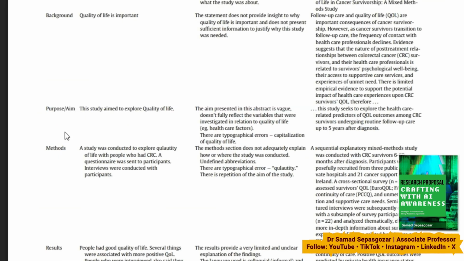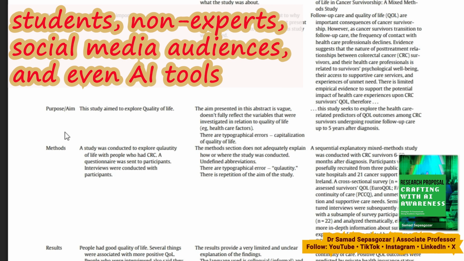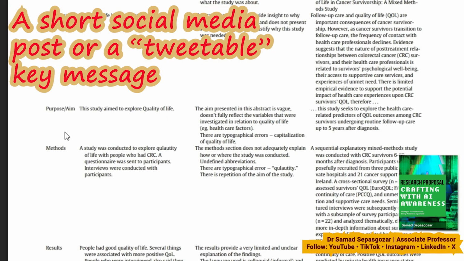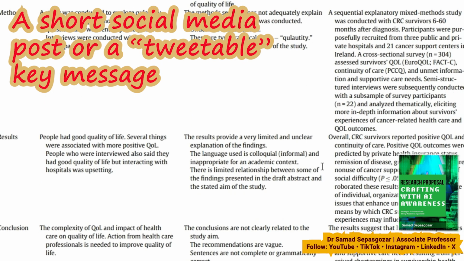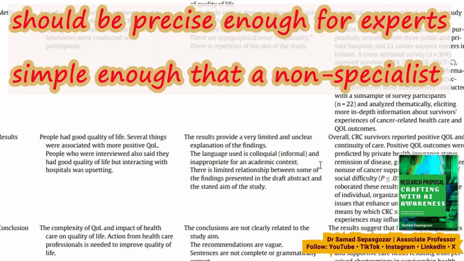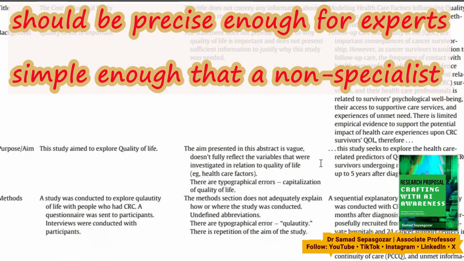This table includes a few components that can be used in an abstract. A good abstract today is not only read by academics, it's also read by students, non-experts, social media audiences, and even AI tools. Clear writing makes it easy to lift a sentence or two that can be reused as a short social media post or a tweetable key message about your study. In other words, your abstract should be precise enough for experts, like using this kind of table as a guide, but also simple enough that a non-specialist can quickly grasp the main point and share it with others.